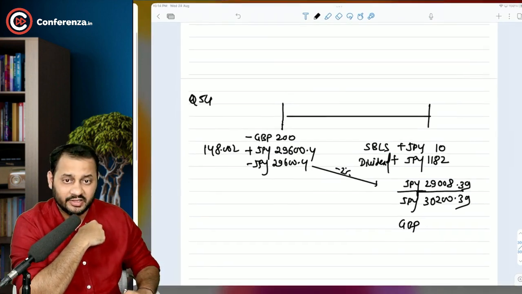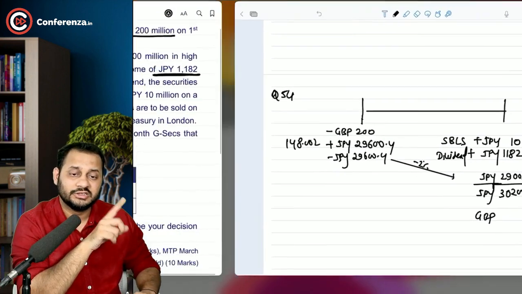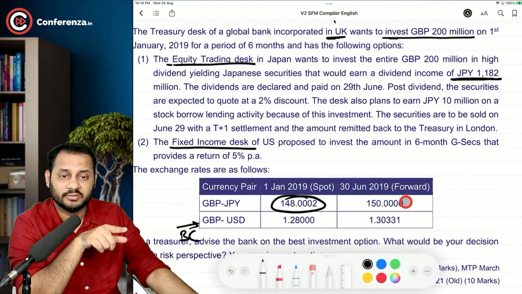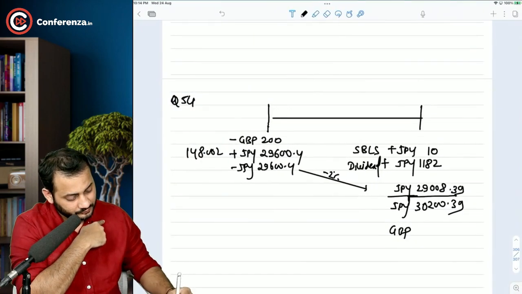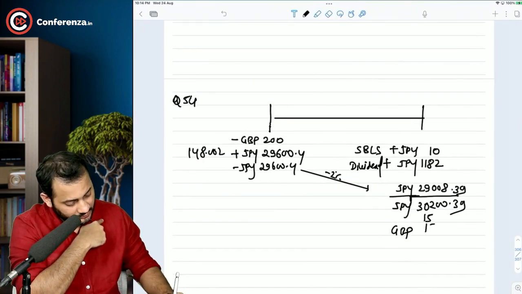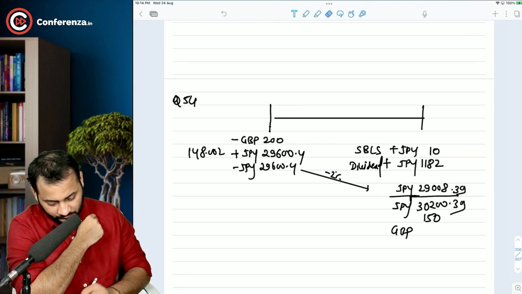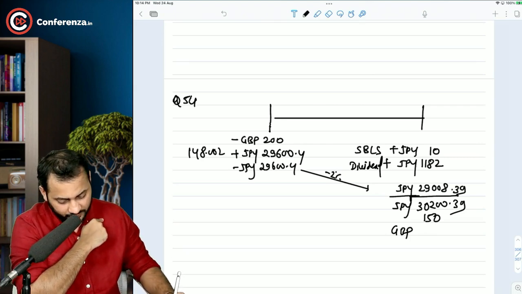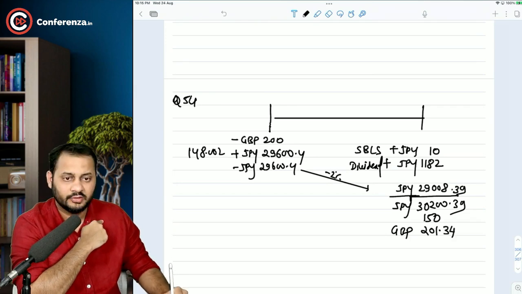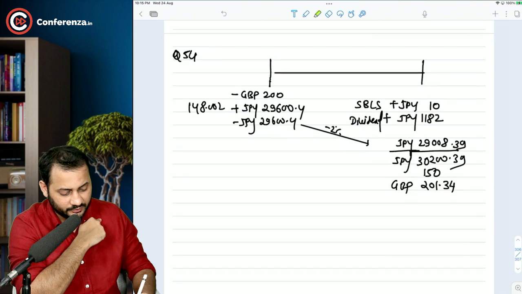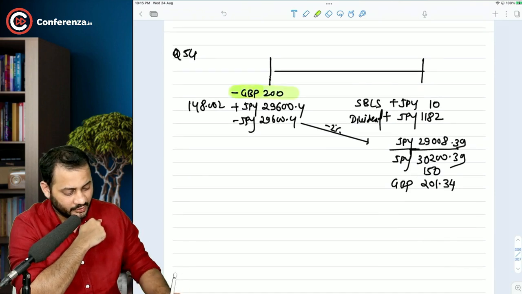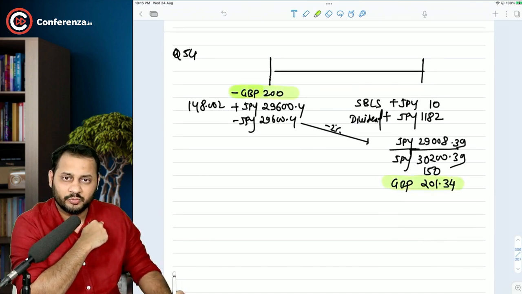So what is the rate after 6 months? Japanese yen to GBP rate after 6 months is 150. You can clearly see Japanese yen to GBP 150. So convert it at 150. How many GBP will you receive? 201.34. And you can clearly see the initial investment was 200 and you are getting 201.34.